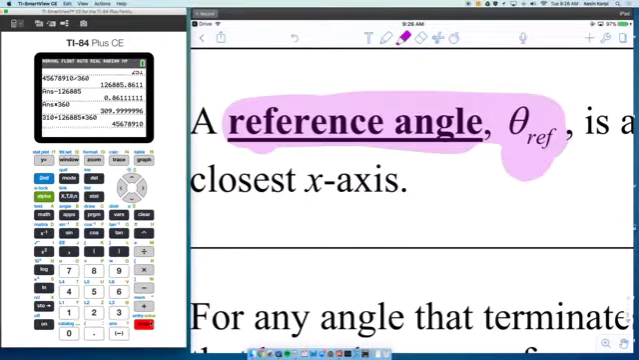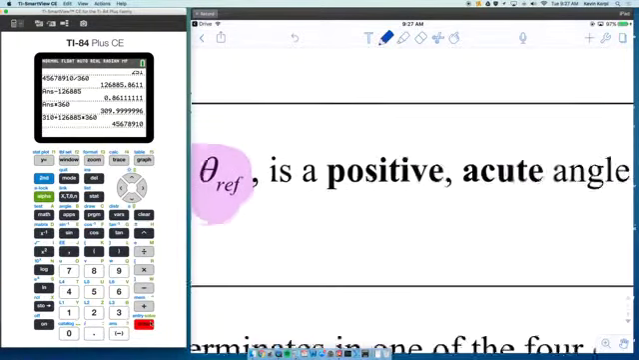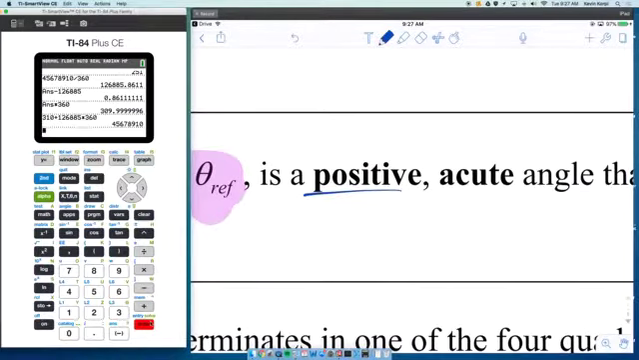What's the key word in reference? Refer. Yeah, refer. What does it mean to refer to something? To go back to it? To allude to it? To point to it? Right? Yeah. A reference angle is a positive acute angle.